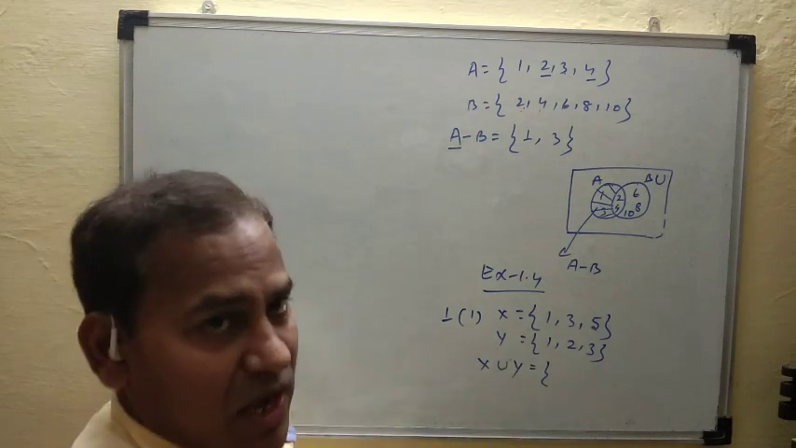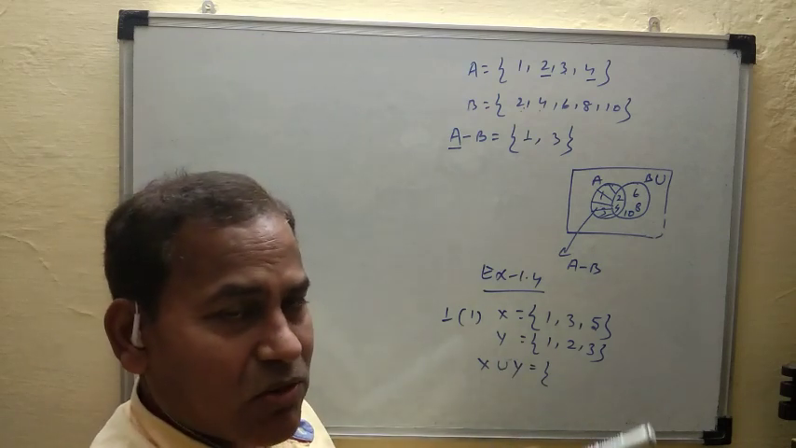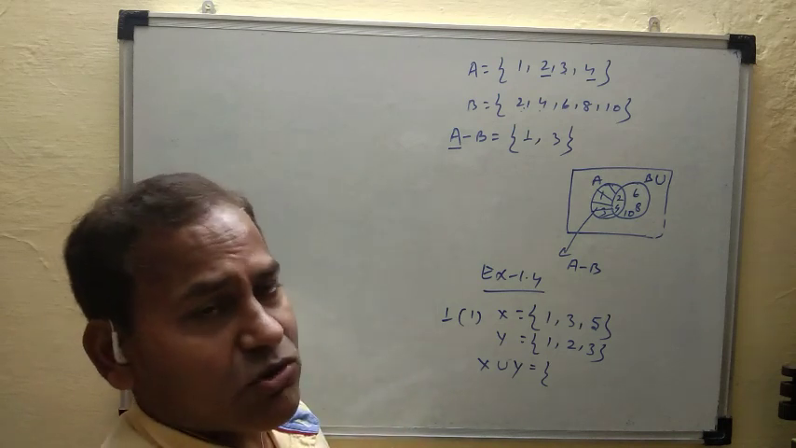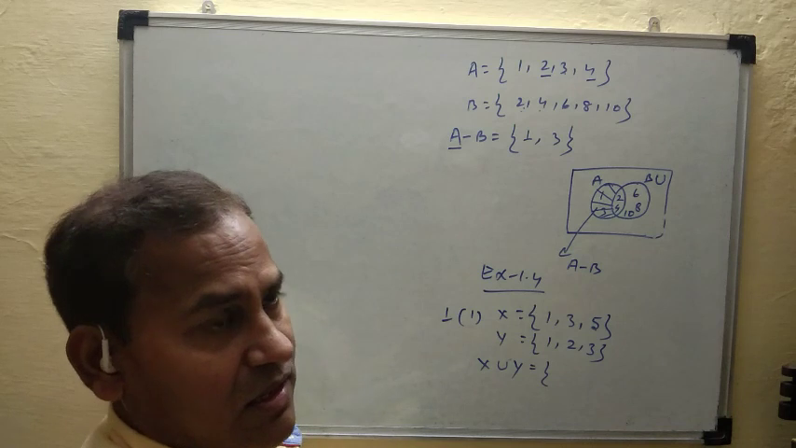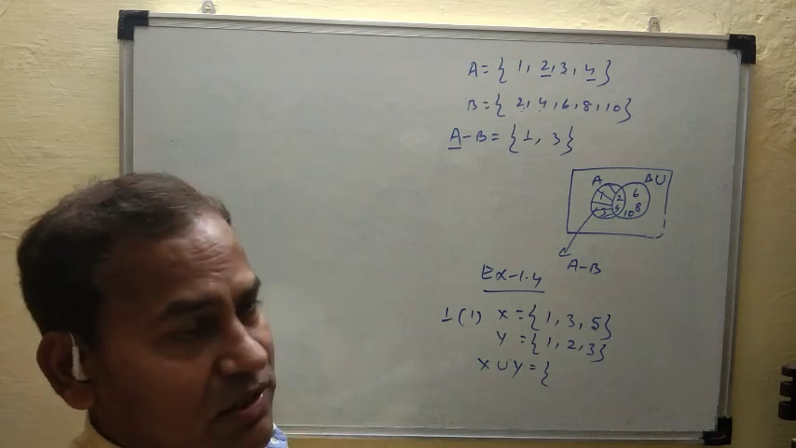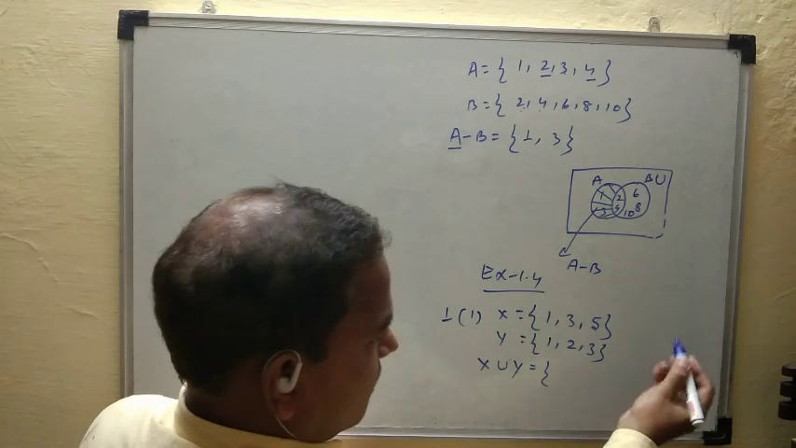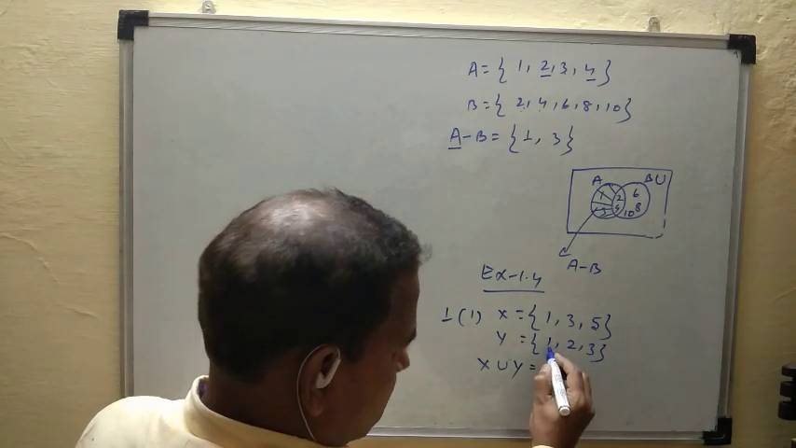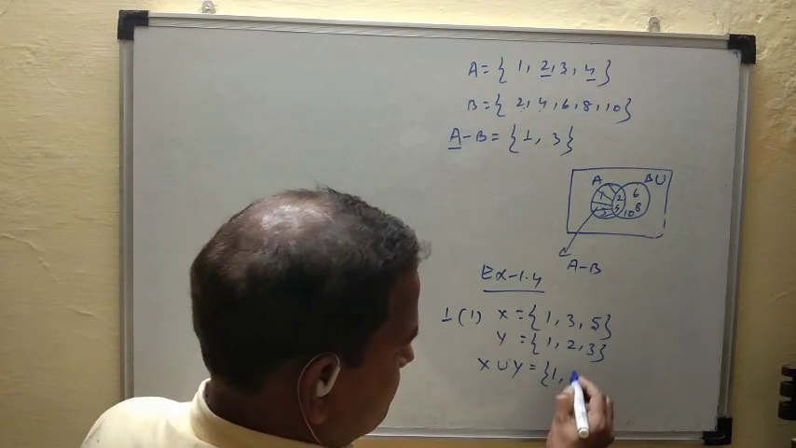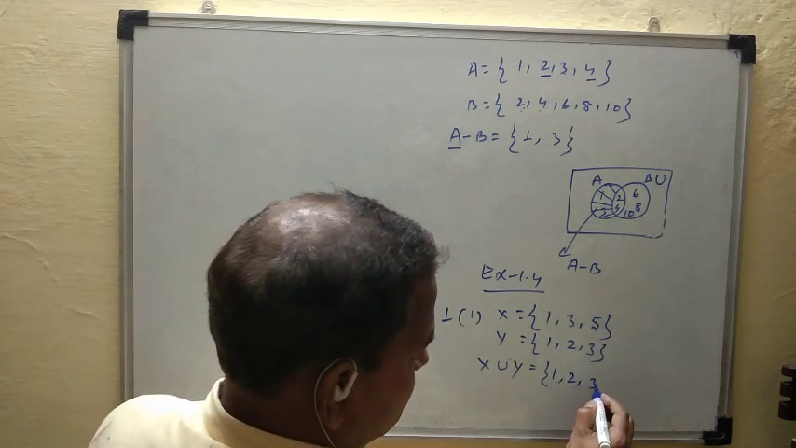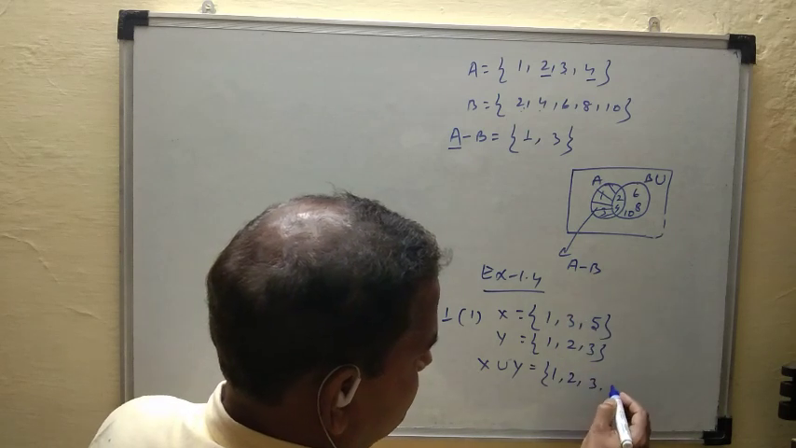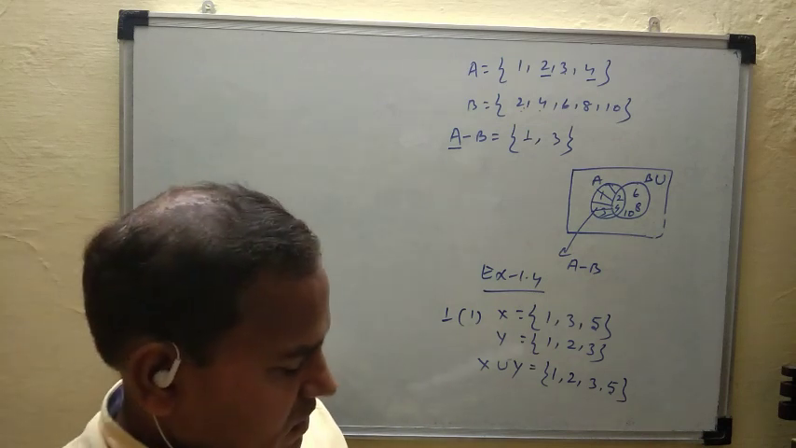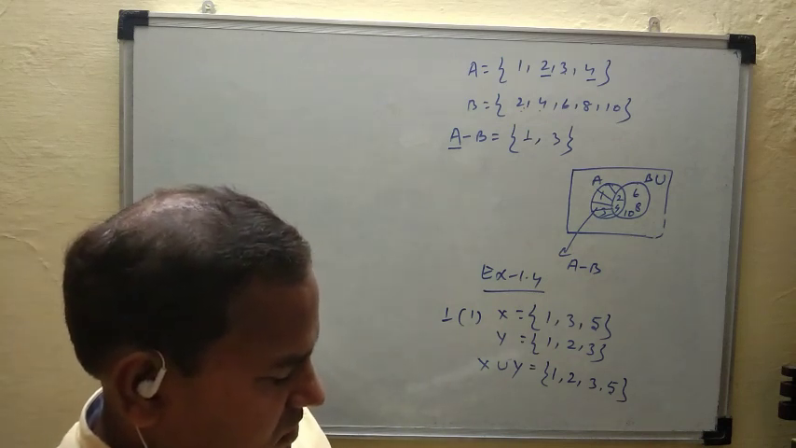In X union Y, what do we do? We note the elements of both sets in combined form, but an element that belongs to both is not repeated; repeated elements are noted only one time. And write in alphabetical and numerical order. So first write 1, then the next 1 also belongs to both, so write 1 only one time, then 2, next 3 belongs in both sets but write only one time, and this is 5. So this is X union Y. Similarly find all the unions.